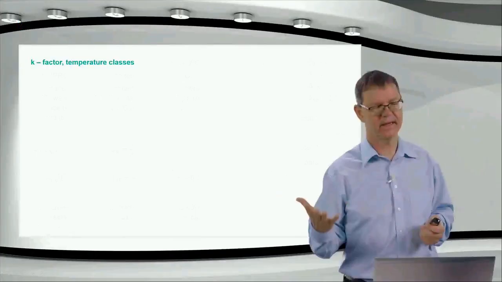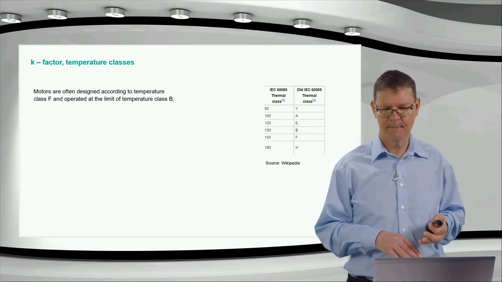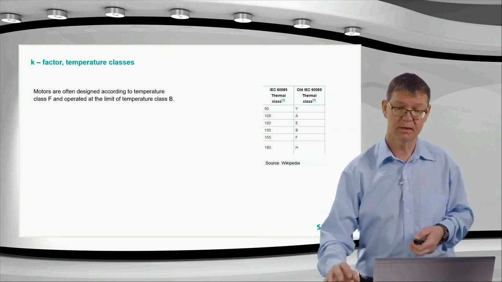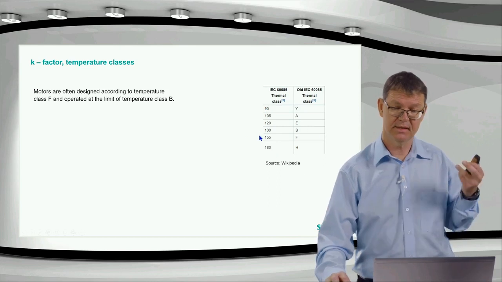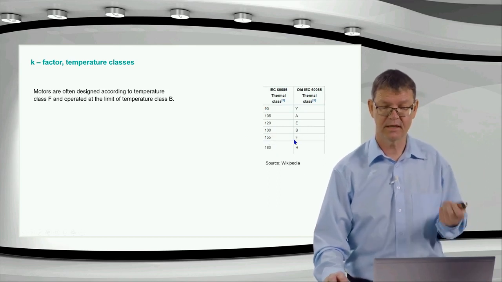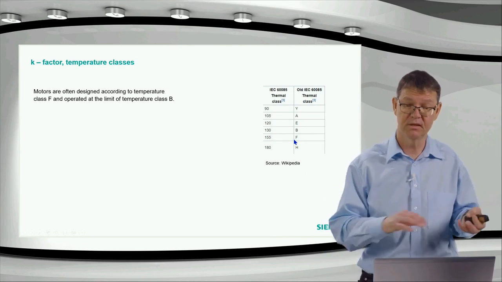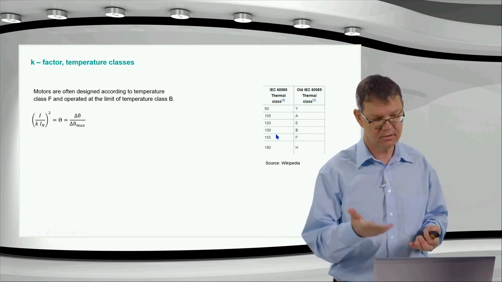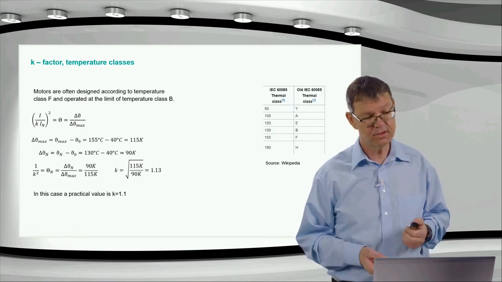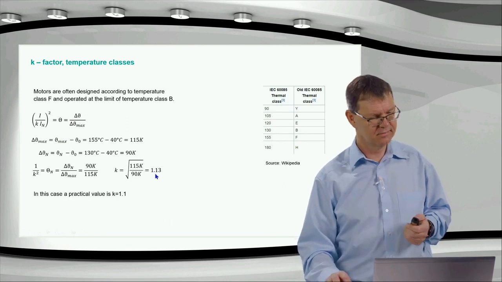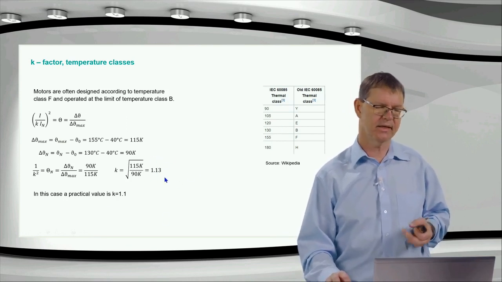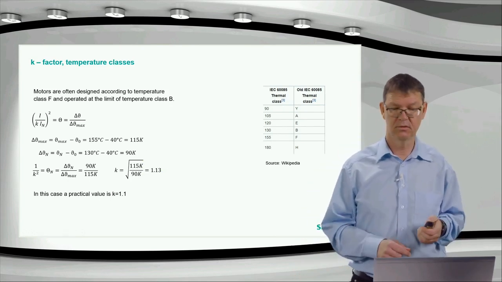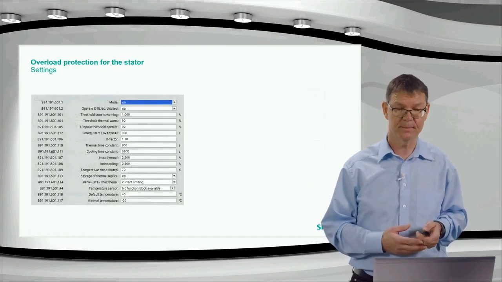One last slide for the K factor and the temperature classes. Often the motor is designed according to temperature classes, which you see here. The insulation is designed for class F, and the motor is running at class B. So here you see the temperatures, and from these temperatures you can calculate the K factor according to the equations here. Assuming that example, we get a calculated K factor of 1.13. So the 1.1 again is a reasonable value here.